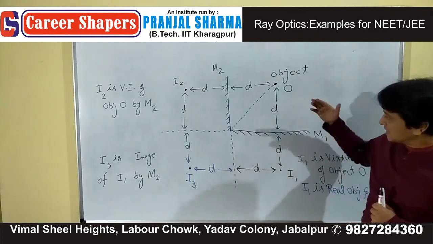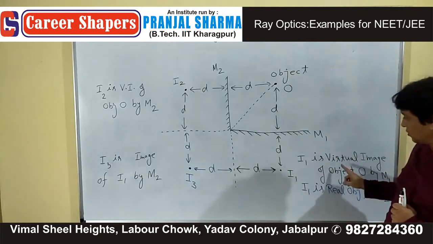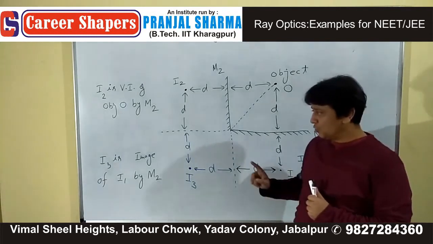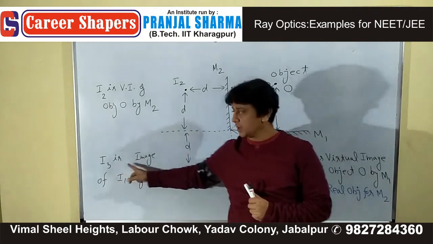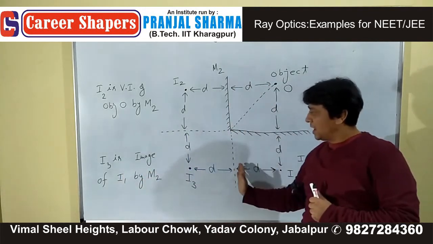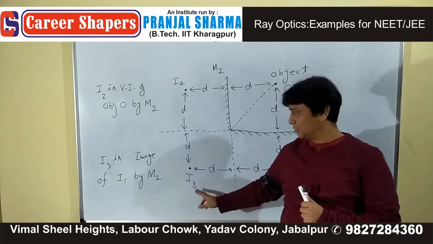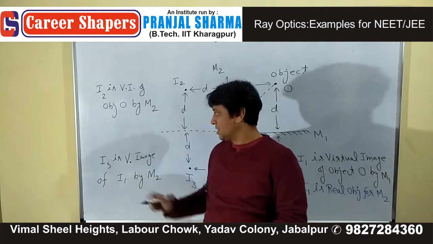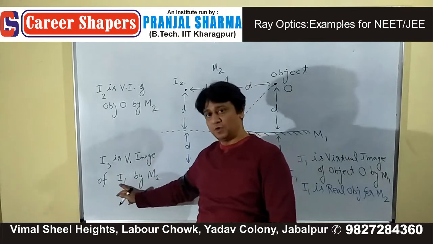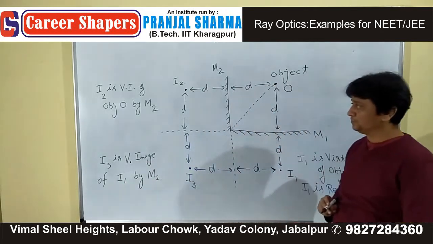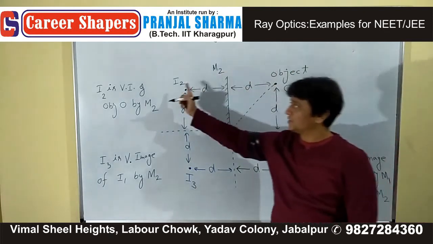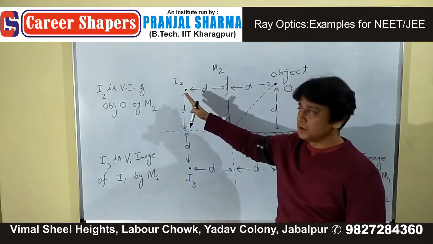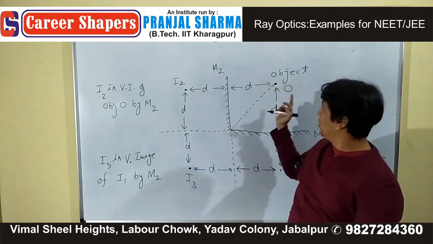But as of now, things which are behind the mirror are virtual. Things which are in front of the mirror are real. Now I ask you, what is I3? You will say that I3 lies behind M2, and therefore this I3 is a virtual image. Virtual image of I1 made by the mirror M2. Now, what is left? This part. What is I2? Virtual image, because it's behind the mirror, made by the M2 mirror of this object.